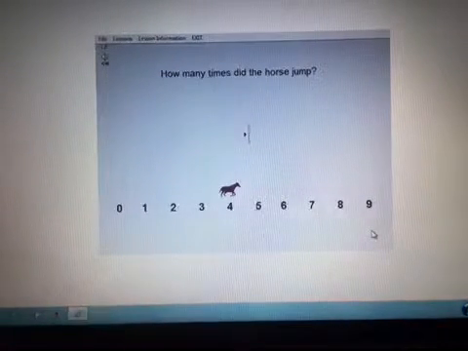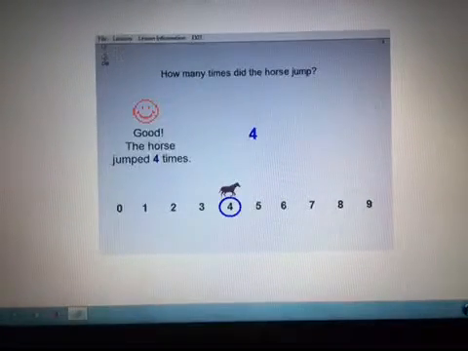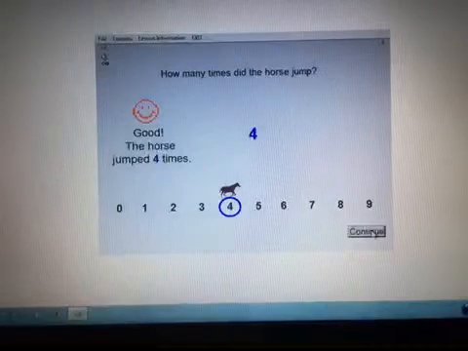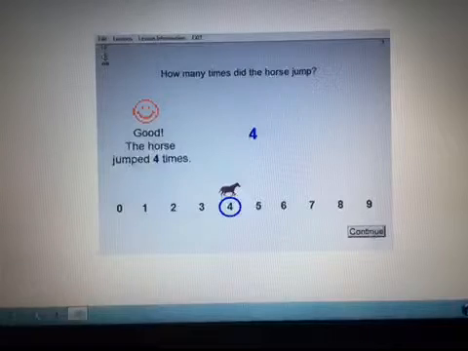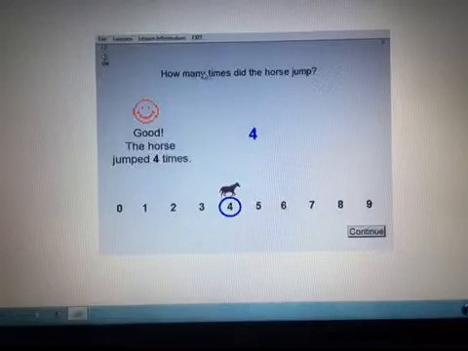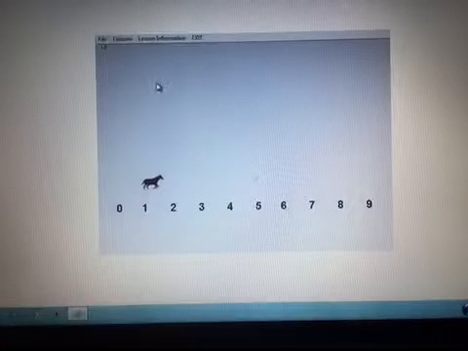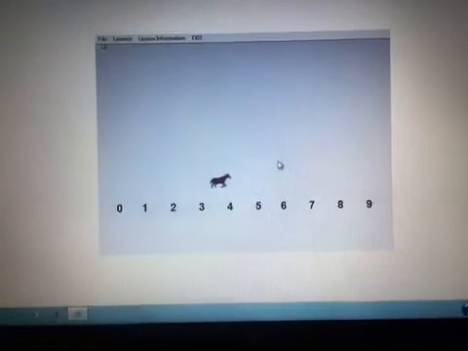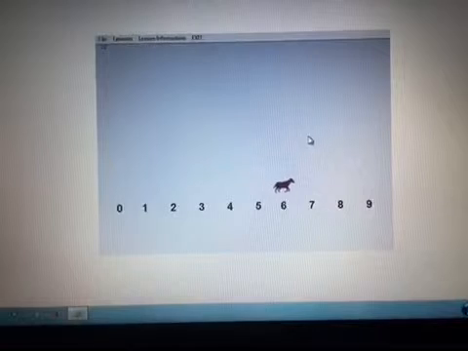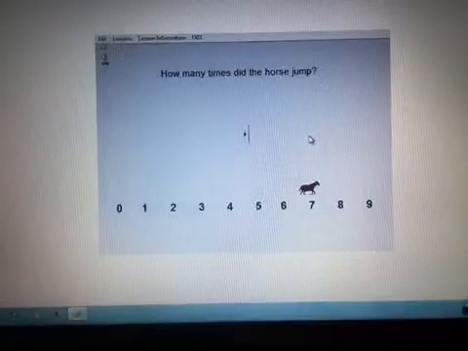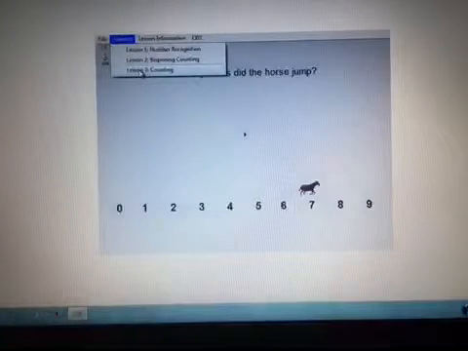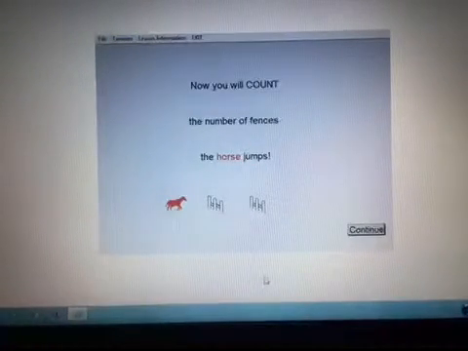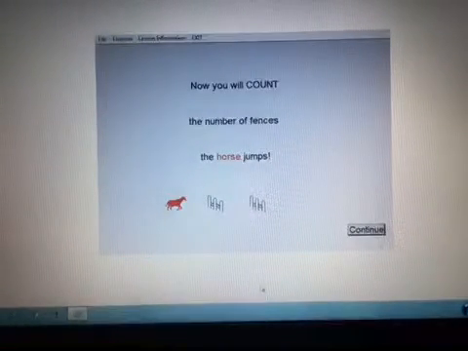How many times did the horse jump? Good. The horse jumped 4 times. So I think we now understand how this lesson works. Now let's go to the third lesson. So we can just go up here and go to the next lesson. Now you'll count the number of fences the horse jumps.